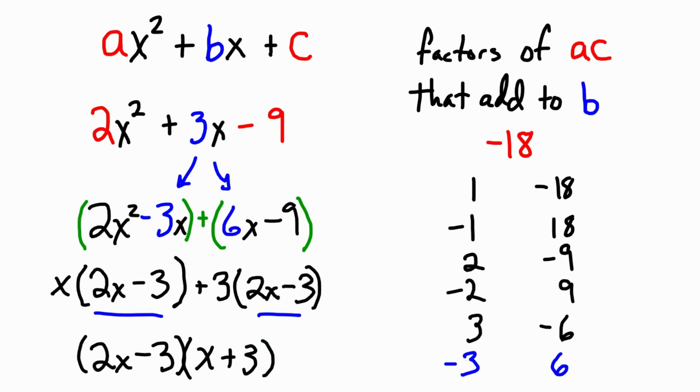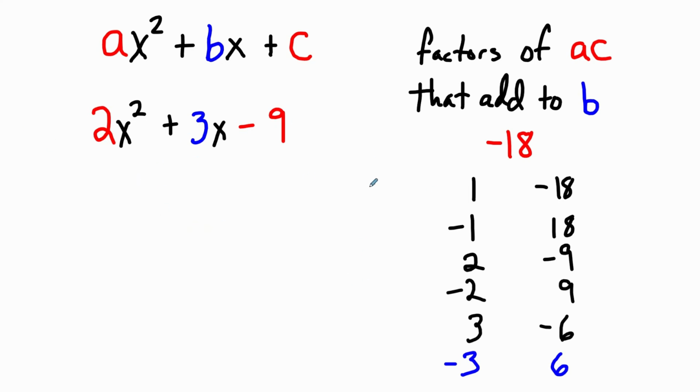Now I'm going to show you the trick. So the trick starts the same, where you have to take 2 times negative 9, get negative 18. What are the factors of negative 18 that add to 3? The negative 3 and the 6. But from here, this is where it gets really easy. So if I take those two numbers, and instead of splitting the 3x into two numbers, what if I divide them by the leading coefficient of 2? I'm going to divide them by 2.